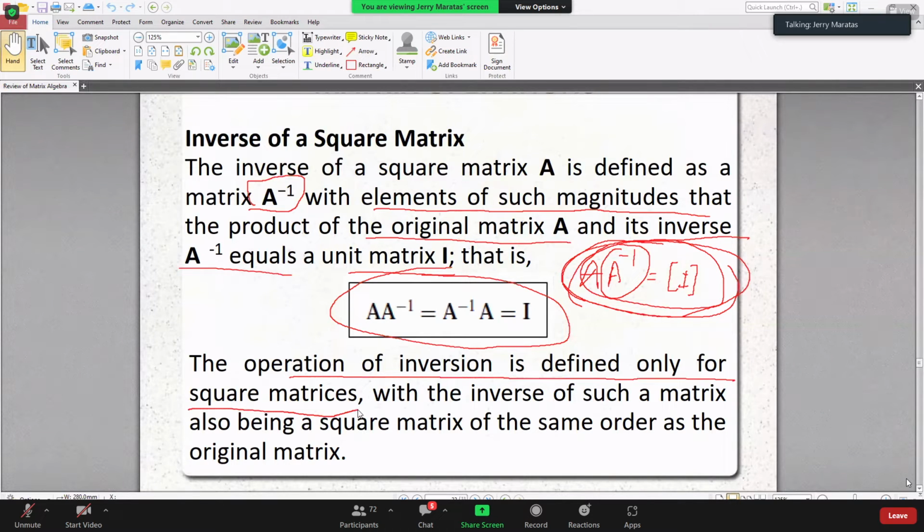So again, as mentioned a while ago, you can only perform matrix inversion to a square matrix. Okay? With the inverse of such matrix also being a square matrix of the same order as the original matrix. The resulting inverse is also of the same size or the same order of the original matrix. Take note. If you have a 4x4 matrix, you can get the inverse, right? Because it is a square matrix. The inverse of that matrix is also 4x4 in size. So the same orders, yeah. Okay? So I hope I made it clear.